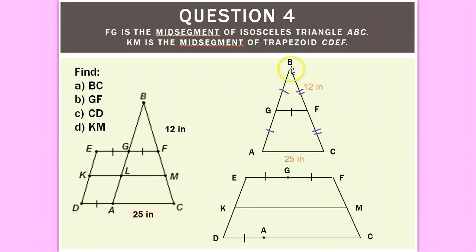Since we know that BF and FC are the same because GF was the mid-segment, we can say FC is also going to be 12. Let me write that on here. There we go, 12 inches. And we are looking for BC. Well, BC is just BF and FC put together. So BC equals BF plus FC. We know BF is 12 and FC is 12. And so our answer for part A for BC would be 24 inches.